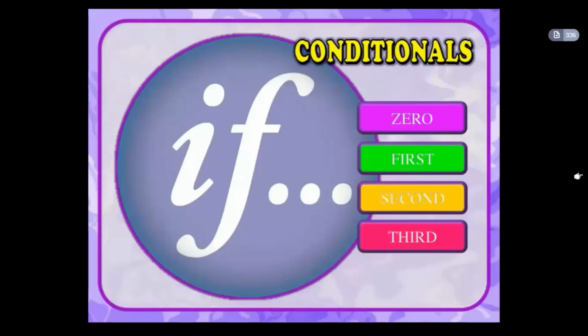The theme of today's lesson is conditionals. What are conditionals in English grammar? Sometimes we call them if clauses. They describe the result of something that might happen in the present or future, or might have happened but didn't in the past. They are made using different English verb tenses.